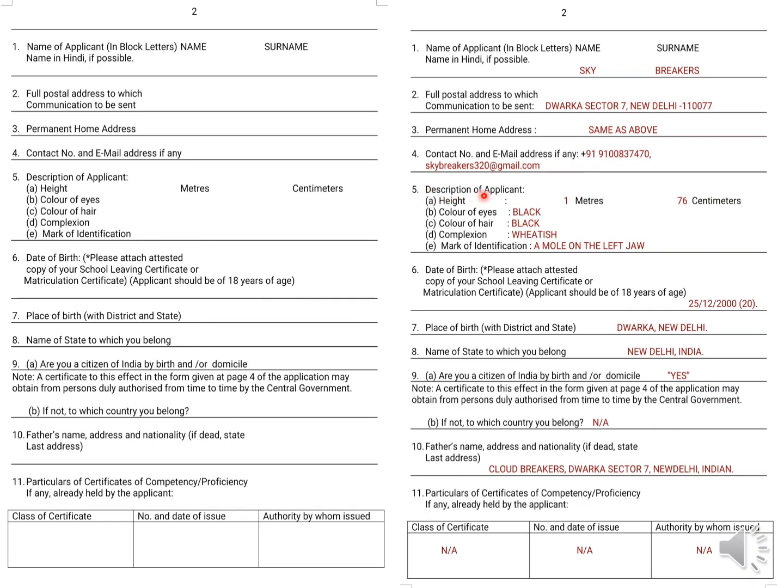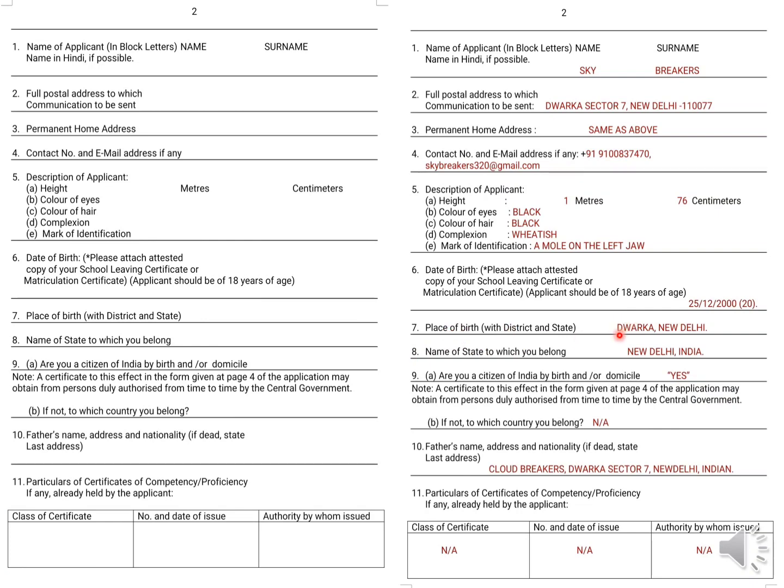Next is the description of the applicant: you need to give your height, color of eyes, color of hair, what the complexion is, and marks of identification; at least one mark of identification you need to mention over there. Next is date of birth, and you are already attaching the 10th mark sheet with this application. The date of birth given in the 10th mark sheet, you need to write here, and your age also in brackets.